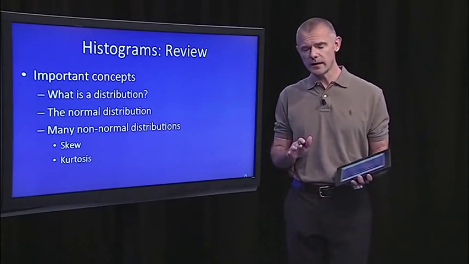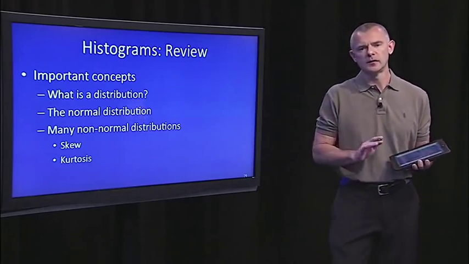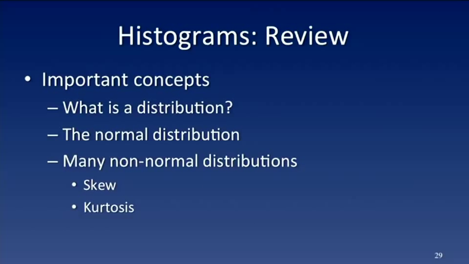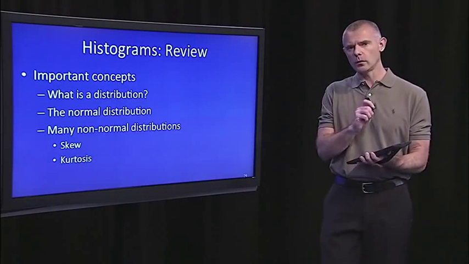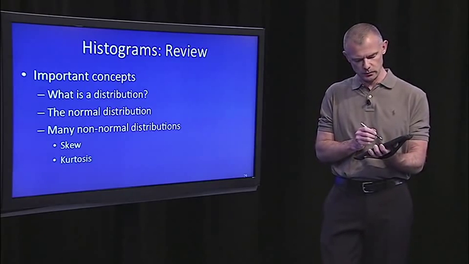So to review this segment on histograms, the important concepts to take away are, one, what do I mean when I say a distribution? I mean a distribution of scores in a sample on some variable. We're going to use that normal distribution a lot. We're going to assume that some of our variables are normally distributed. We'll question that assumption, but we'll assume it. And we'll learn how to spot non-normal distributions by looking at skew and kurtosis.